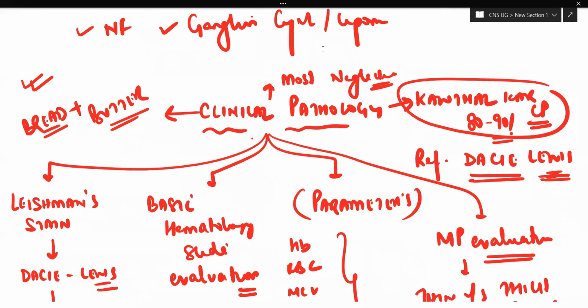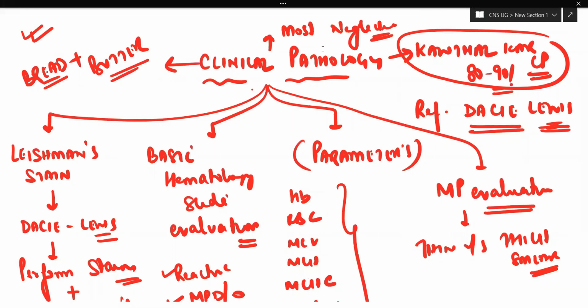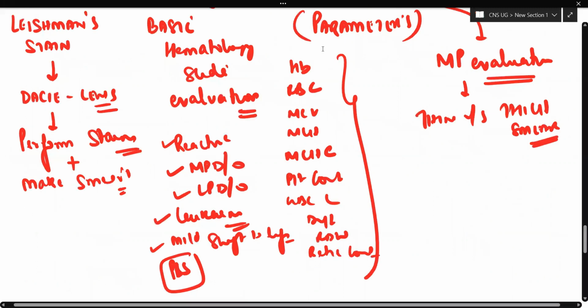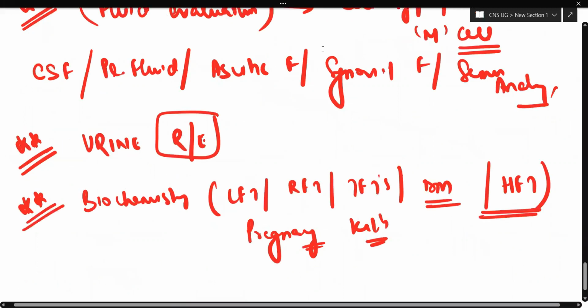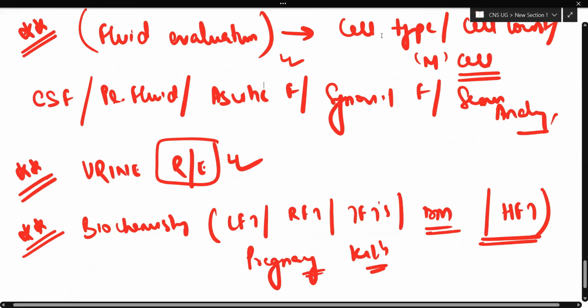And these four things that I've told you: Leishman staining, basic hematology slide evaluation, parameters, as well as the MP evaluation, should be completed in the first year. By the end of the first year, you should be able to do these basic things. Is this point very clear to everyone? And also the urine examination, fluid evaluation, and interpreting the biochemistry reports. So is this point very clear to everyone? Yes or no? Yes? Okay.